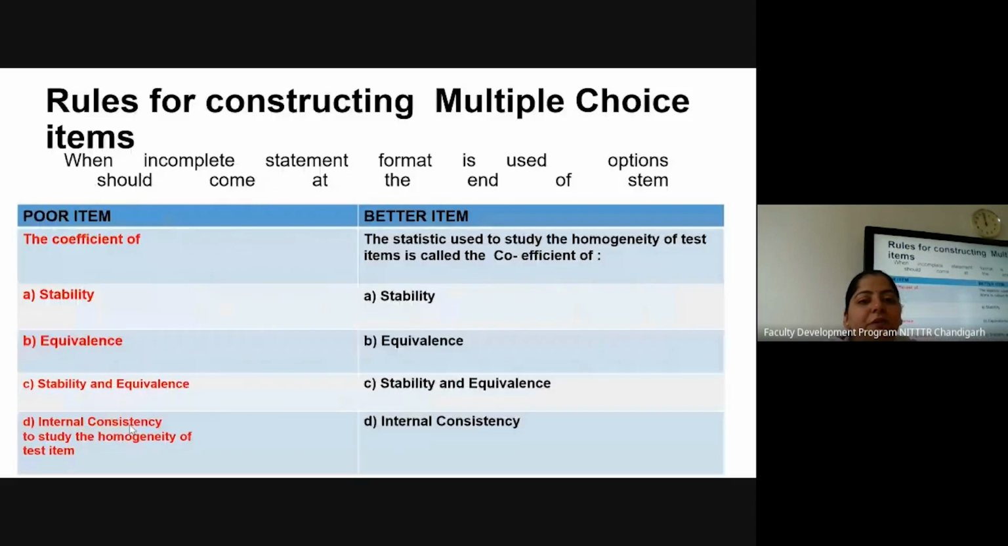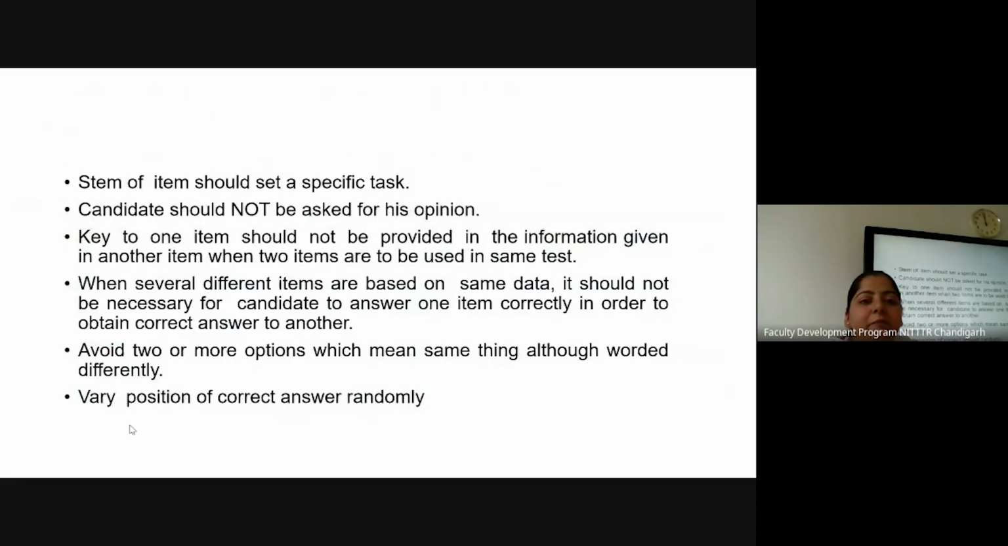So a few further facts that we need to consider. The stem of the item should set a specific task. So the student needs to think upon a specific formulation when they are in the process of writing the responses. Candidate should not be asked for his opinions. Opinions की बात होती है in a classroom environment, but it is with the help of different teaching strategies. जब हम case study method of teaching use करते हैं, there is role play method of teaching, brainstorming sessions designed for the student, discussions planned for the student. All these teaching strategies call for opinions from the student population side.